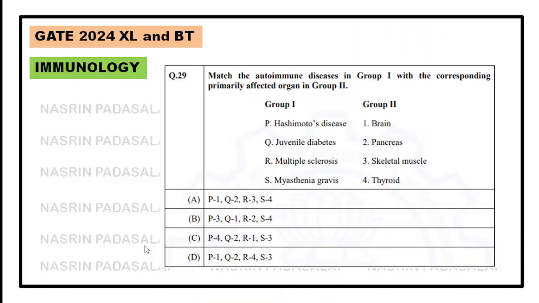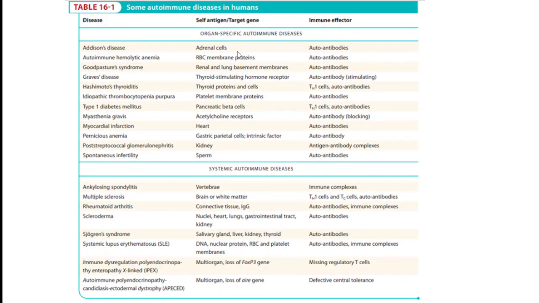Next is again autoimmune diseases and the corresponding organ affected. Hashimoto disease is associated with the thyroid gland, juvenile diabetes is associated with the pancreas, and multiple sclerosis is associated with the brain, where the autoantibodies attack the myelin sheath of your nerve. So it affects both your brain and the spinal cord. Myasthenia gravis is associated with the skeletal muscle. This myasthenia gravis autoantibody attacks the neuromuscular junction.